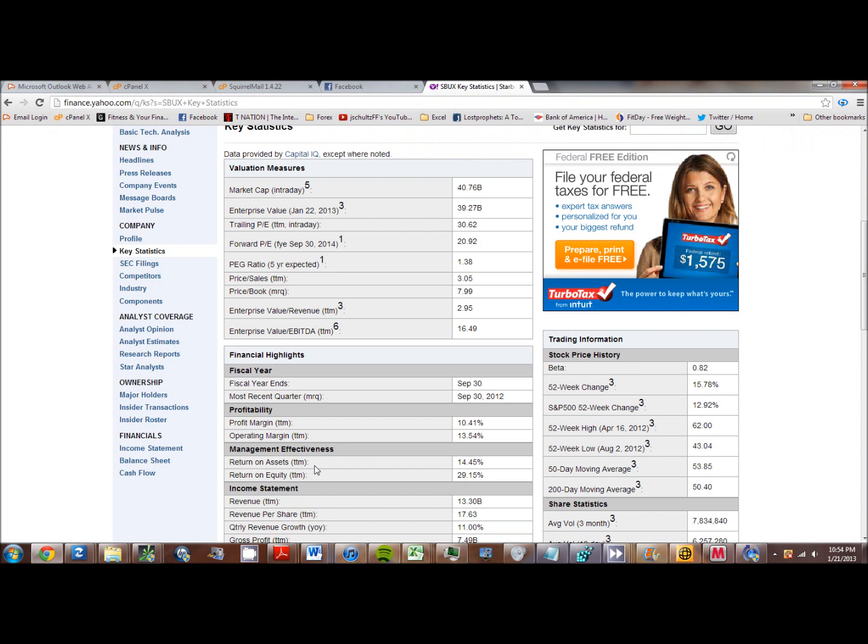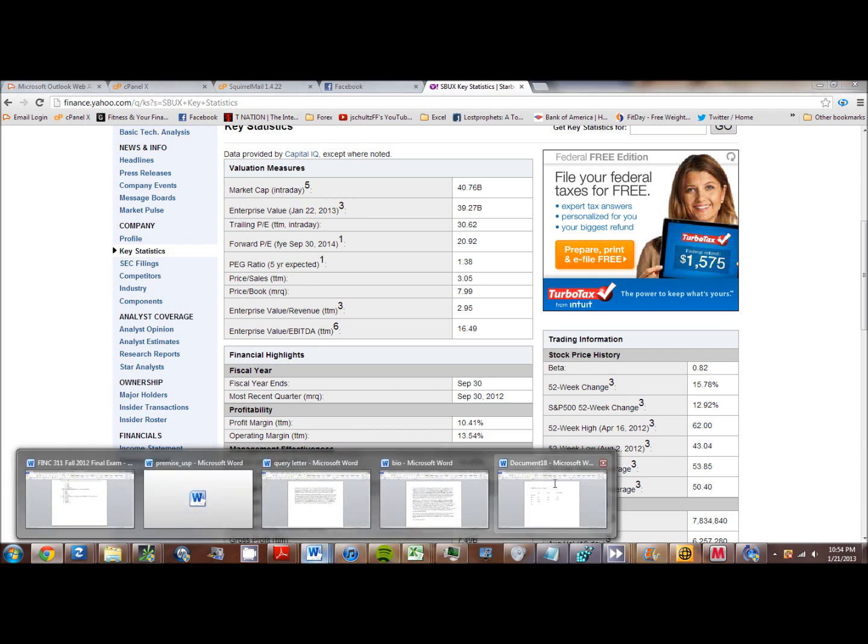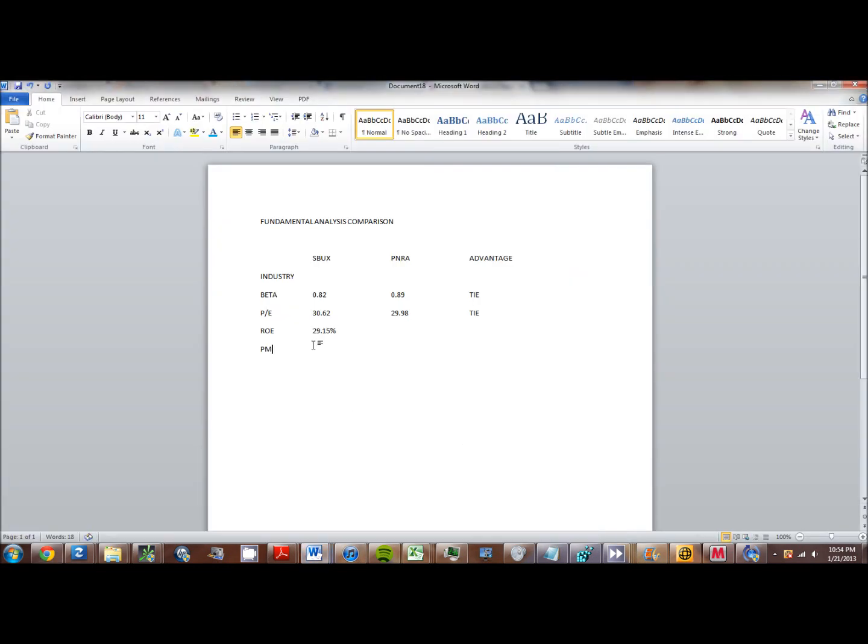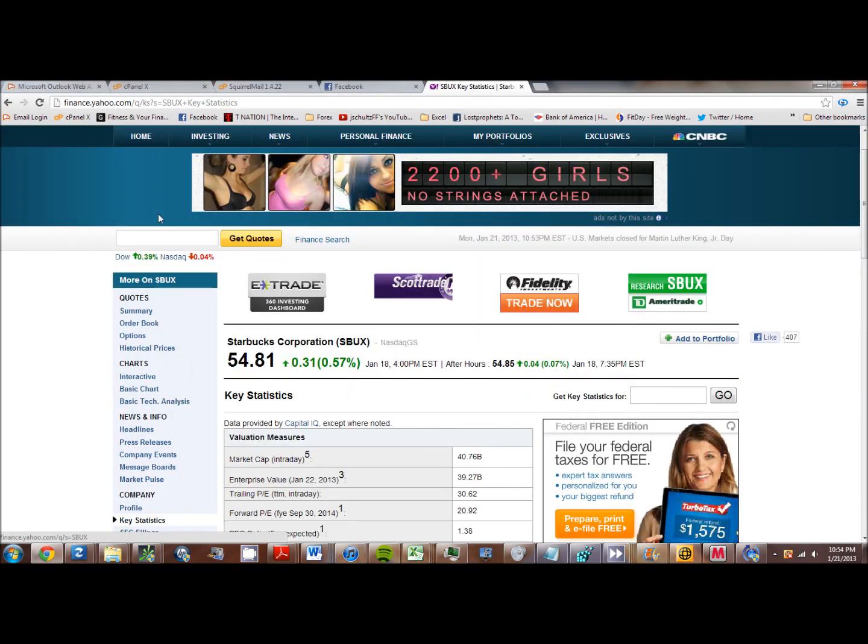Now, what is the profit margin for Starbucks? You're going to see it's on the same page. It's right up here under the profitability section. Profit margin, TTM, 10.41. So let me find my Microsoft Word here. I got a lot of things open. So this is 10.41. All right, so let's find those same numbers for Panera before we talk about what those numbers mean.